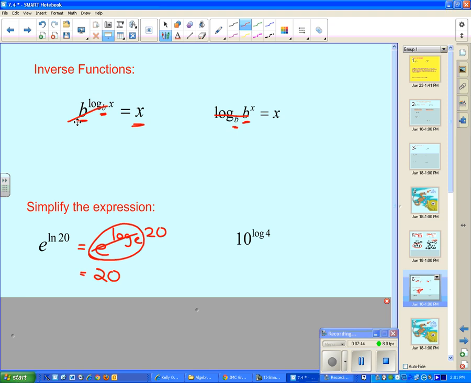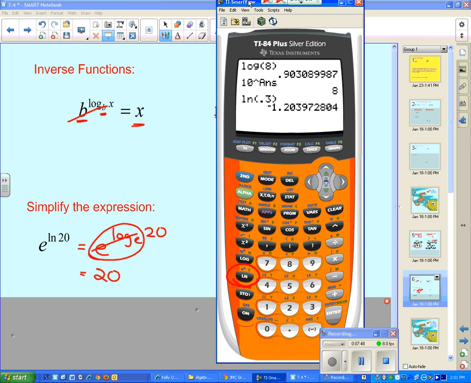Now we have e and we have ln on our calculator, so we can check this out and make sure that it's right. So let's do e to the ln of 20. You guys try it on your calculator.